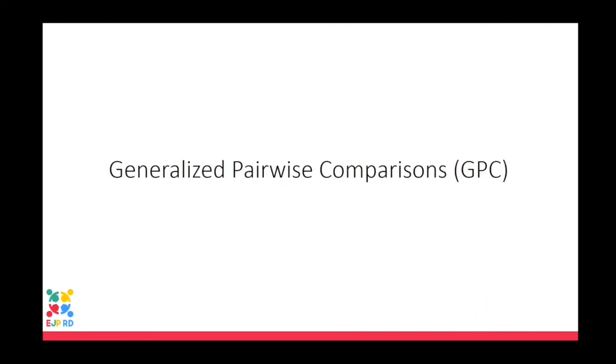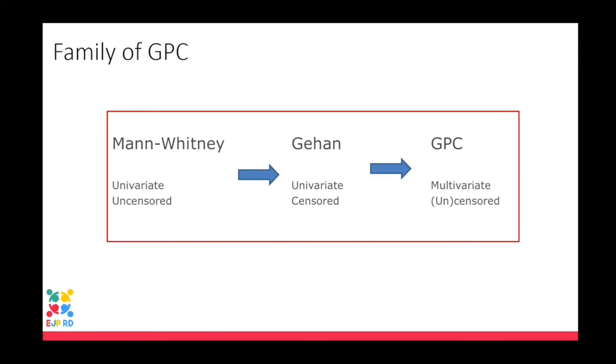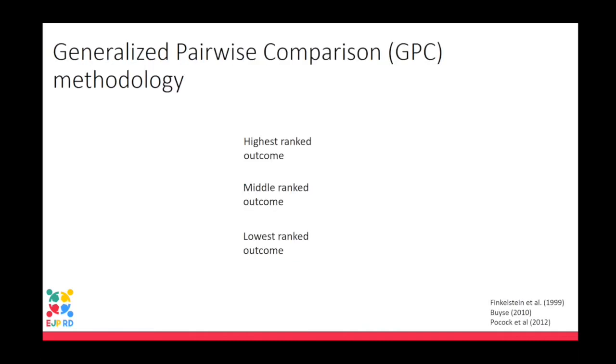So now, what is this generalized pairwise comparison methodology? Well, as I said, it's actually an extension of the Mann-Whitney test, and the Mann-Whitney test is just for univariate outcomes with uncensored data. This has, quite a long time ago, also been extended to censored data, so for survival data, which is then called the Gehan-Gilbert test. Actually, Gehan and Gilbert independently suggested the same test, which is now extended to multivariate censored and uncensored outcomes, and we call that generalized pairwise comparison methodologies.